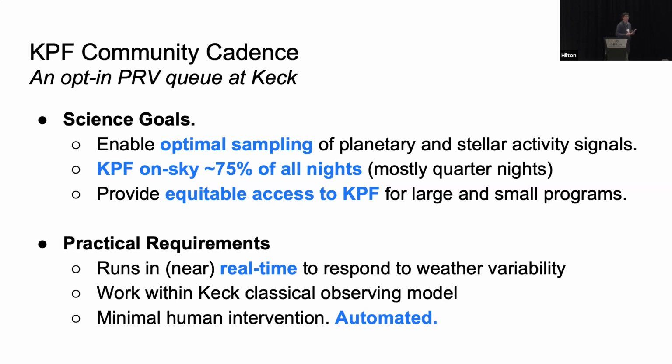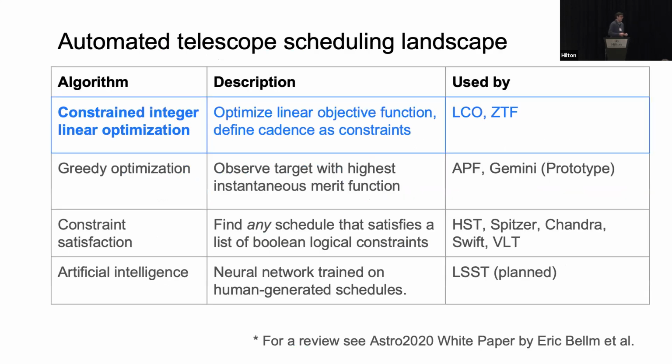Now, one of the practical requirements is that we need this to be automated. Keck has no funds to support a dedicated Doppler cadence queue scheduler. So what we've done is we've surveyed the landscape of automated telescope scheduling. And I should say that most telescopes are still scheduled today by hand, but there are a number of groups that have worked on automated approaches. I don't have time to get into all of these different approaches. They're quite different. I'll just say that we've settled on a technique called constrained integer linear optimization. And this is what's employed by the LCO network as well as the Zwicky Transient Facility.